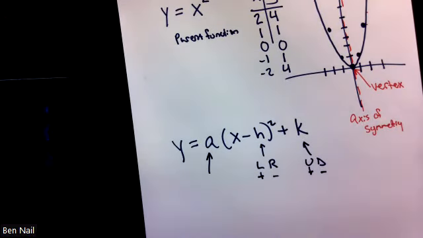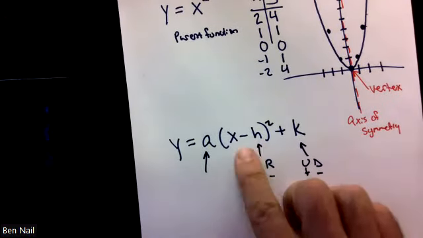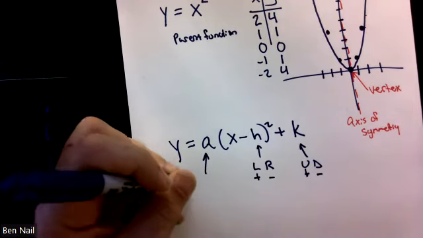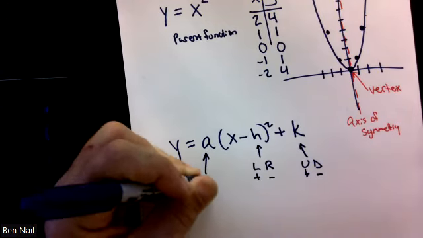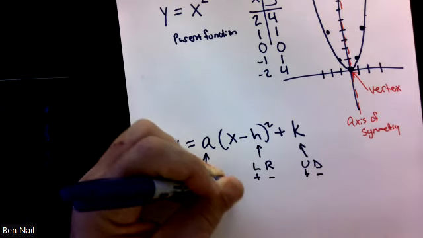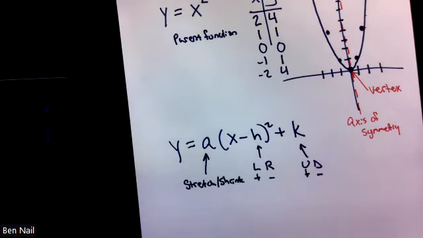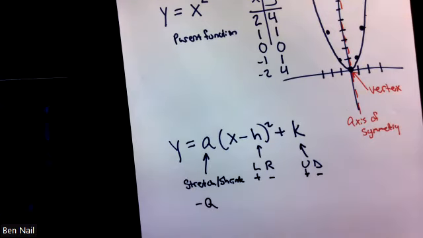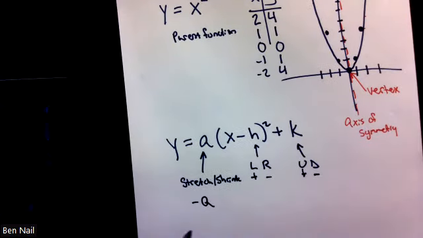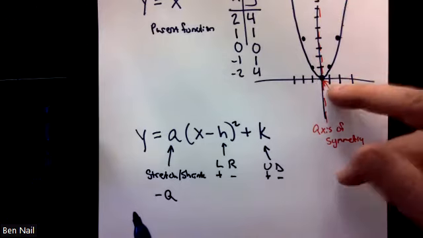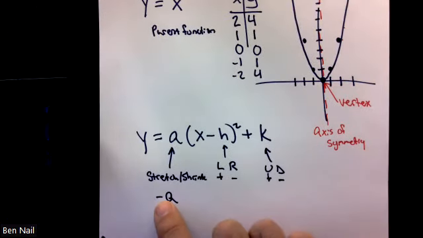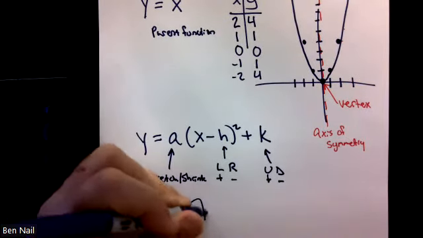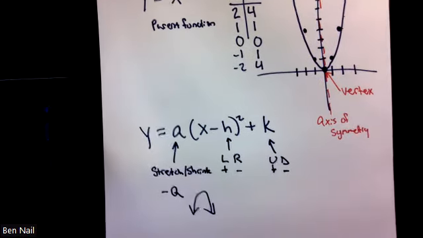This value, if you are multiplying the quadratic function, is going to affect your stretch or your shrink. I'll talk about that in a little more specifics. More likely, though, if you see a negative in front of the a value, that's going to take your parabola and flip it over. If your a is negative, you're going to get a downward facing parabola.